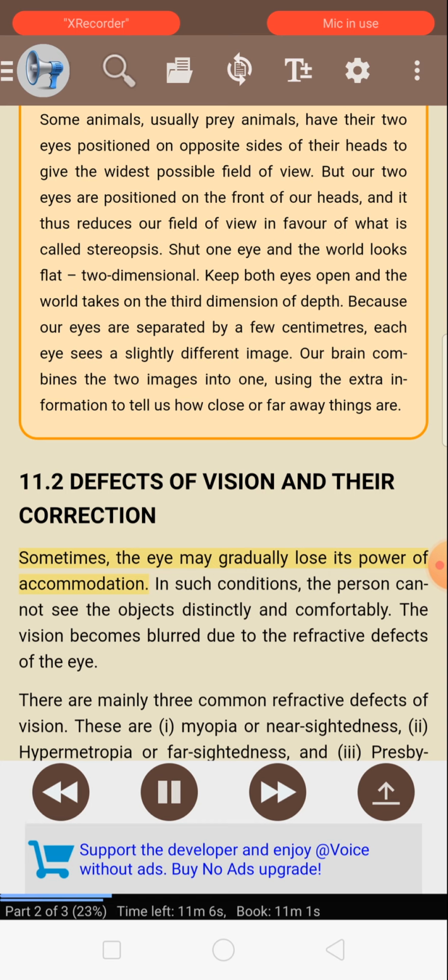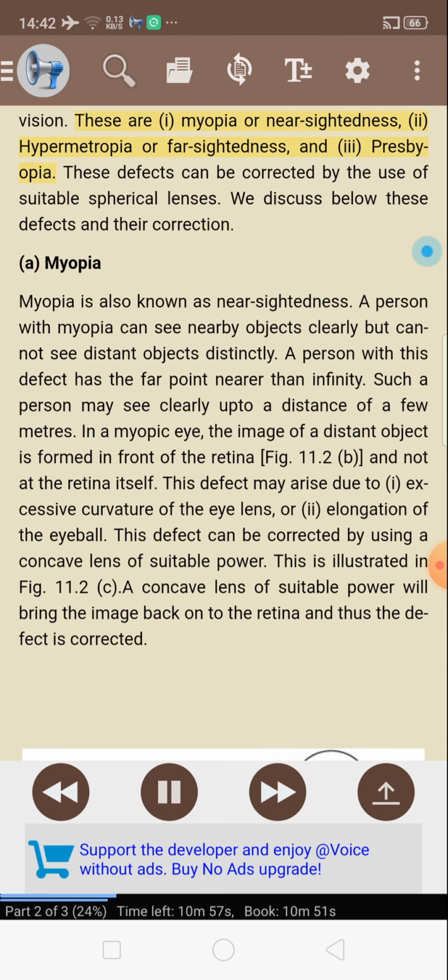Sometimes the eye may gradually lose its power of accommodation. In such conditions, the person cannot see the objects distinctly and comfortably. The vision becomes blurred due to the refractive defects of the eye. There are mainly three common refractive defects of vision. These are (i) myopia or nearsightedness, (ii) hypermetropia or farsightedness, and (iii) presbyopia. These defects can be corrected by the use of suitable spherical lenses. We discuss below these defects and the correction of myopia.